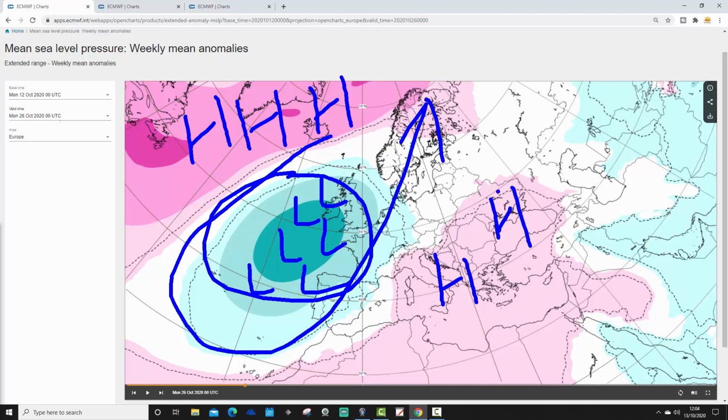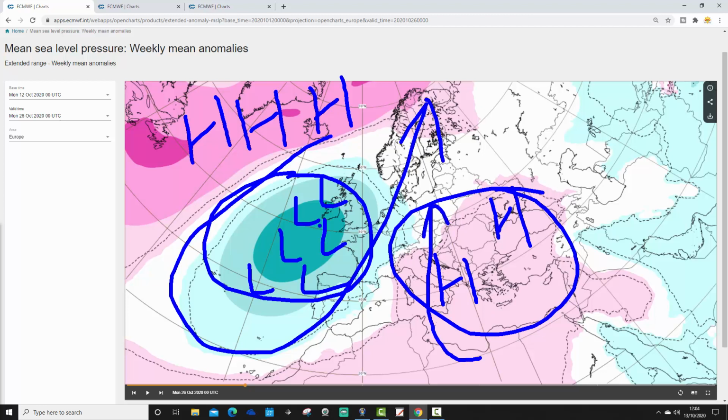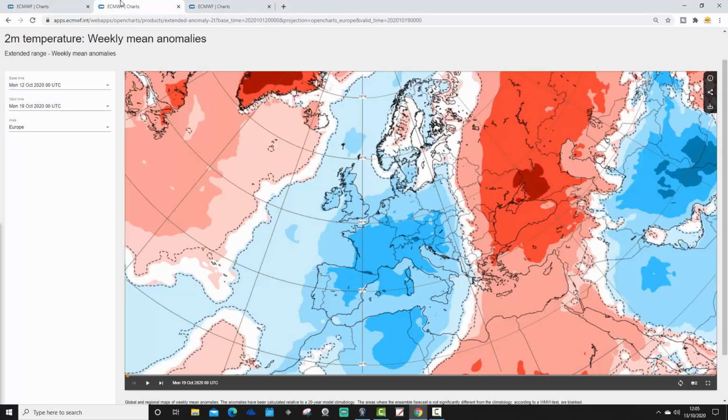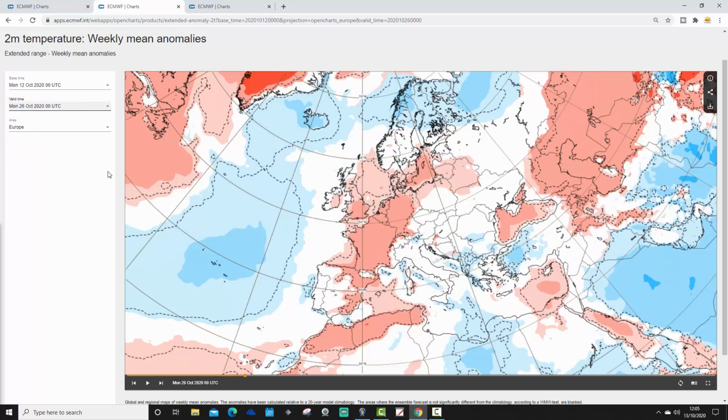At the same time, though, these eastern parts of Europe should be turning drier under the ridge of high pressure, but also pretty mild. Winds should be pushing up from the south. So it looks like this should be a milder week across many parts of Europe. Let's confirm this with the temperature anomaly. So this is the temperature anomaly for week 2, taking us from the 19th to the 26th of October. And yeah, we see this quite clearly.